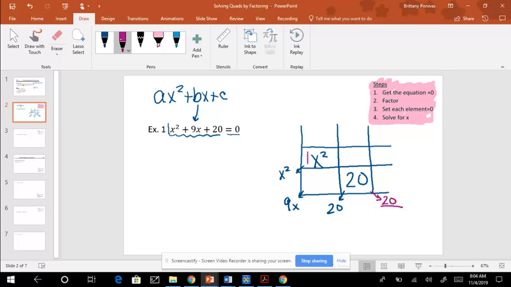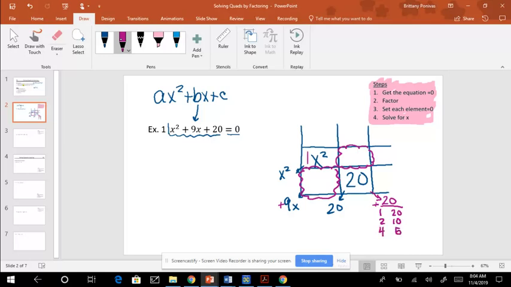So we need to find 2 numbers that multiply to be a positive 20, but at the same time, when you fill in these boxes diagonally, they would add to be a positive 9. So I'm going to go through all of the factors of 20 and explain why they work and they don't work. So 20 would be 1 and 20, 2 and 10, 3 doesn't work, 4 and 5.